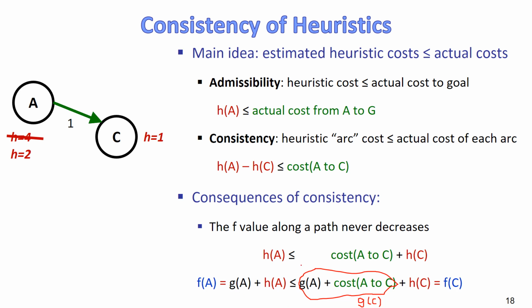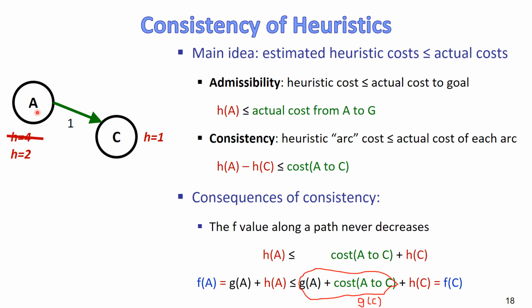So now, if you look at it as a whole, you will see that the left side is equal to F of A, and the right side is equal to F of C. That means that F of A is less than or equal to F of C. Of course, if we keep the consistency over all edges, that will always be the case as you move from one state to the other. Of course, before Hamza says, what if the cost is negative? We assume that here the cost is not negative. As we go along the path, it will always be the case that the value will never decrease.